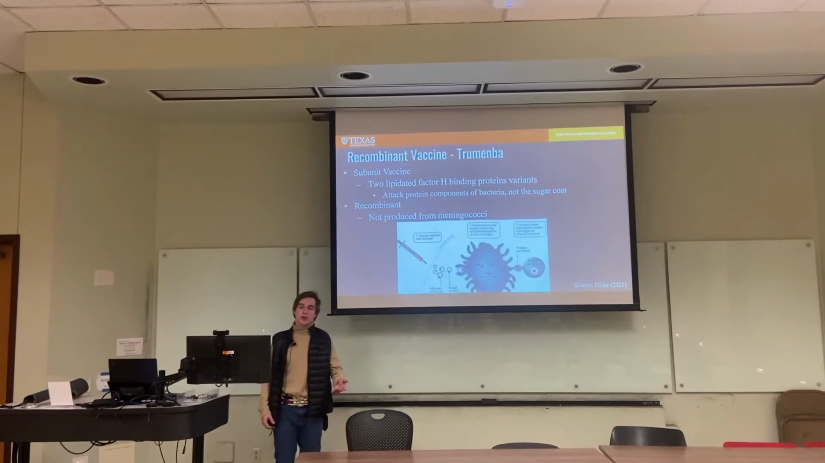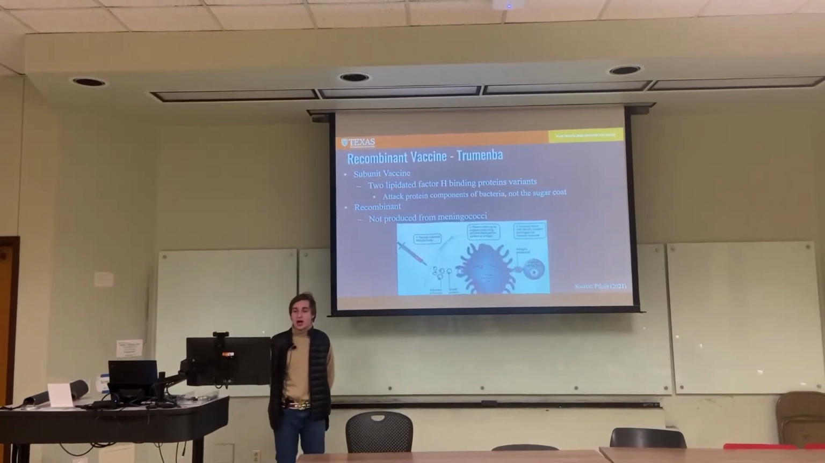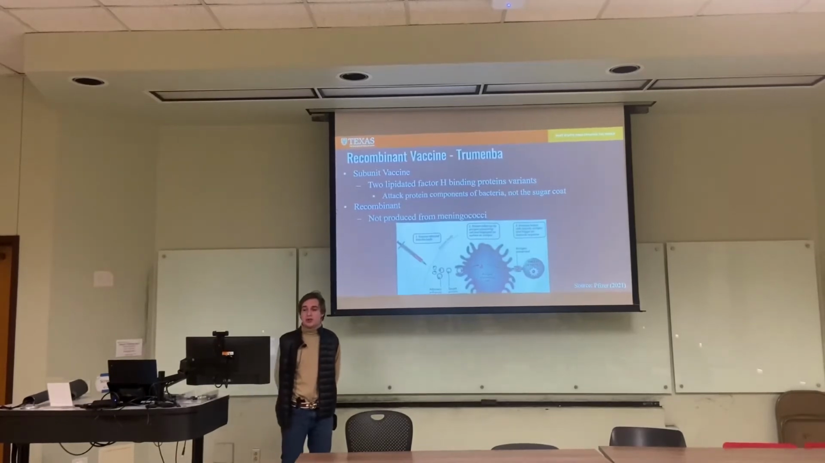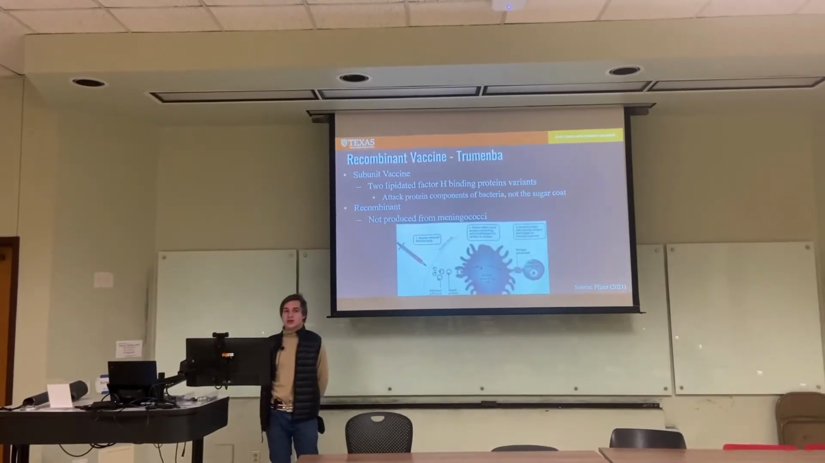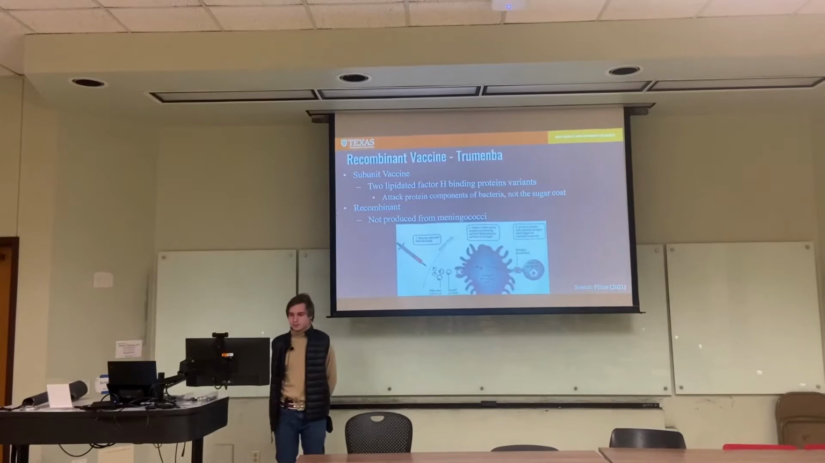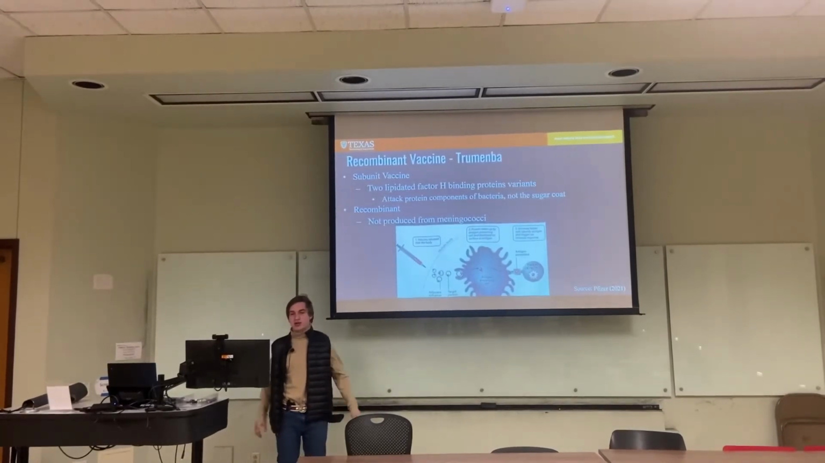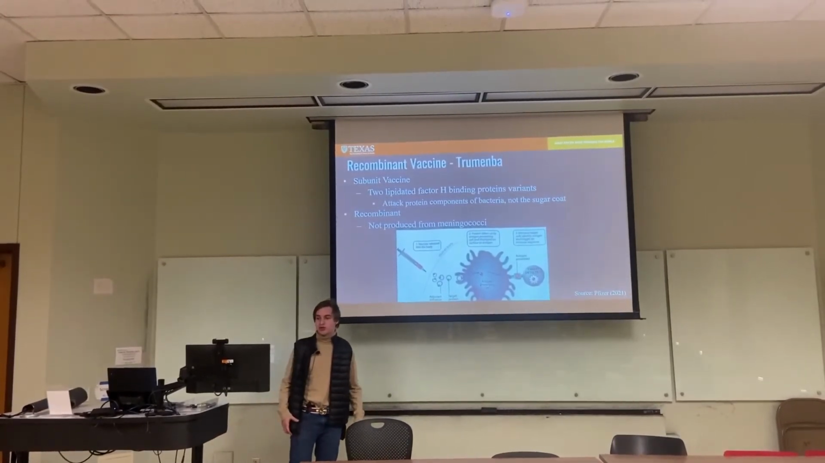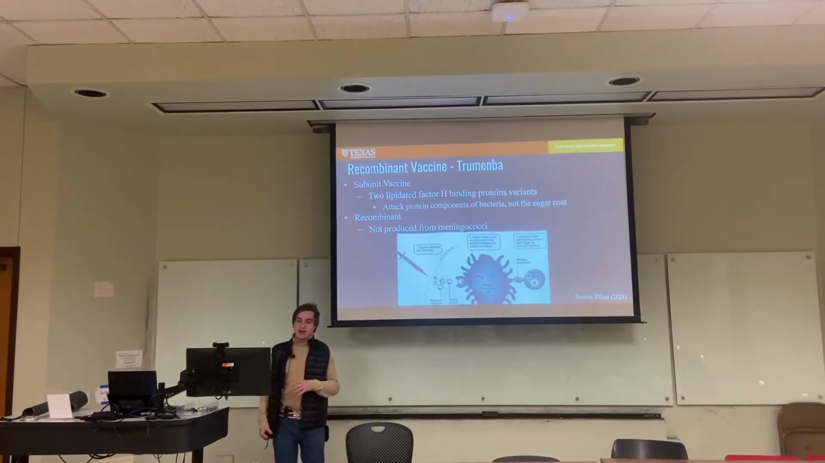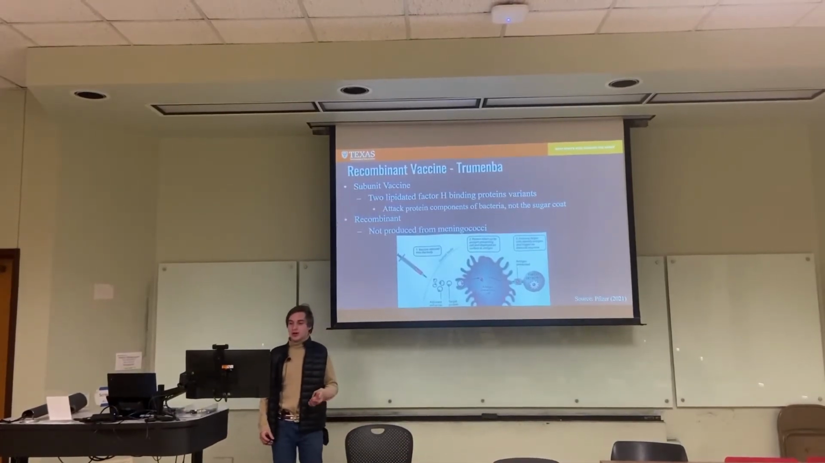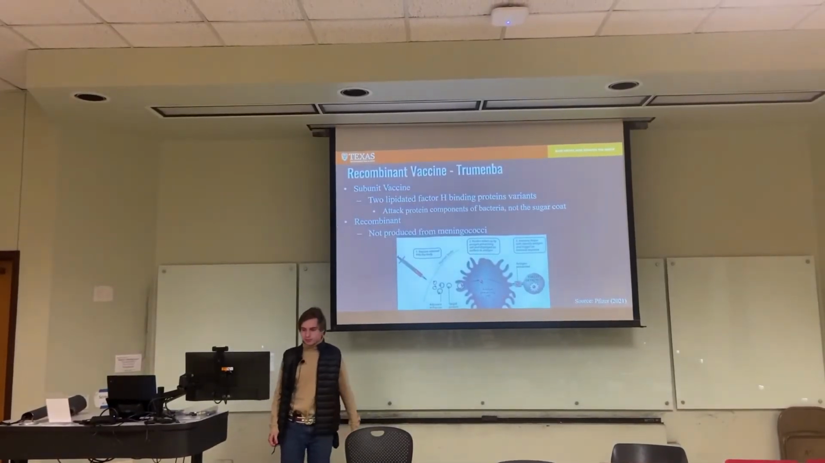To dive into this newer one, Trumenba, it is a recombinant vaccine, and is specifically a subunit vaccine, which means it includes 2 lipidated factor H binding protein variants, which we'll talk about how it's produced later. These work by attacking the protein components of the bacteria, not the sugar coat, so that the body is better able to recognize it due to the modified protein components.